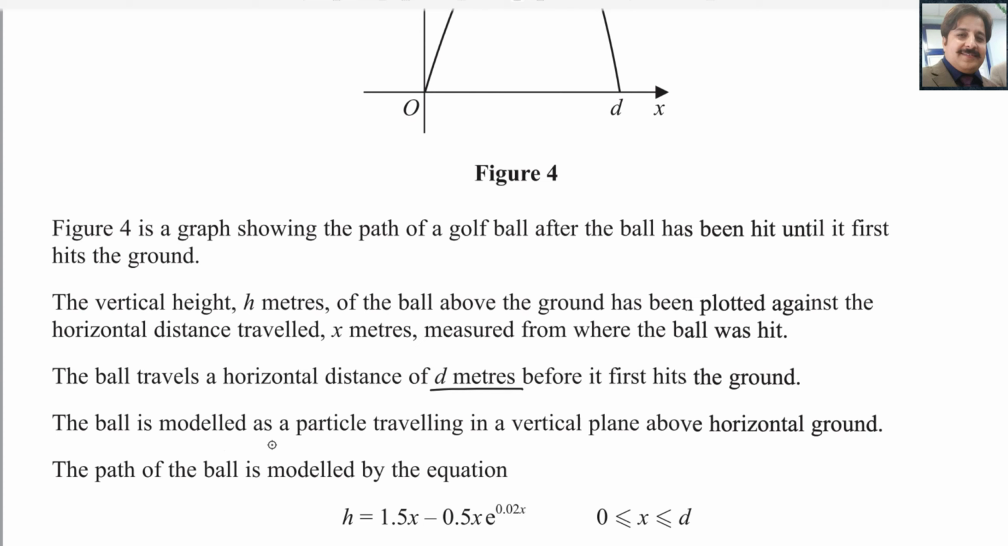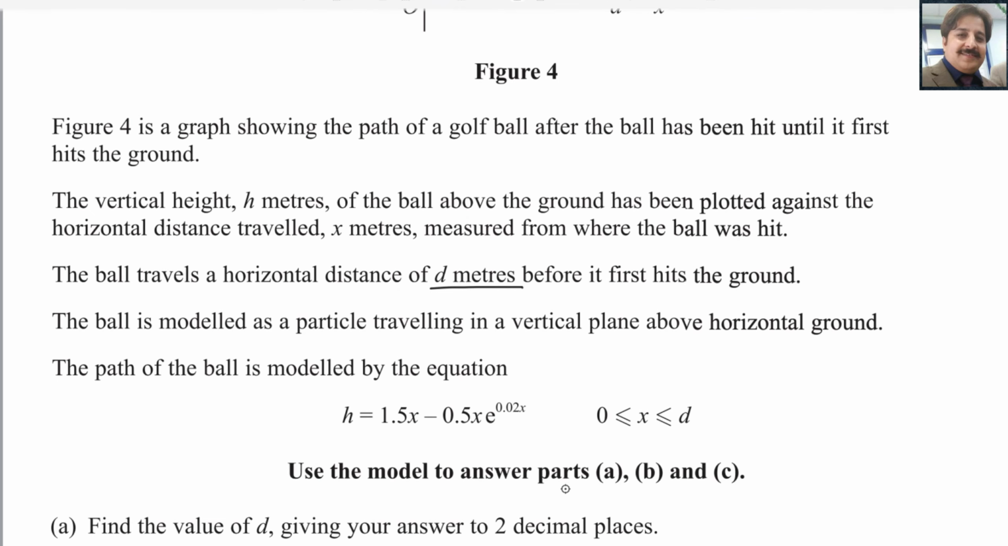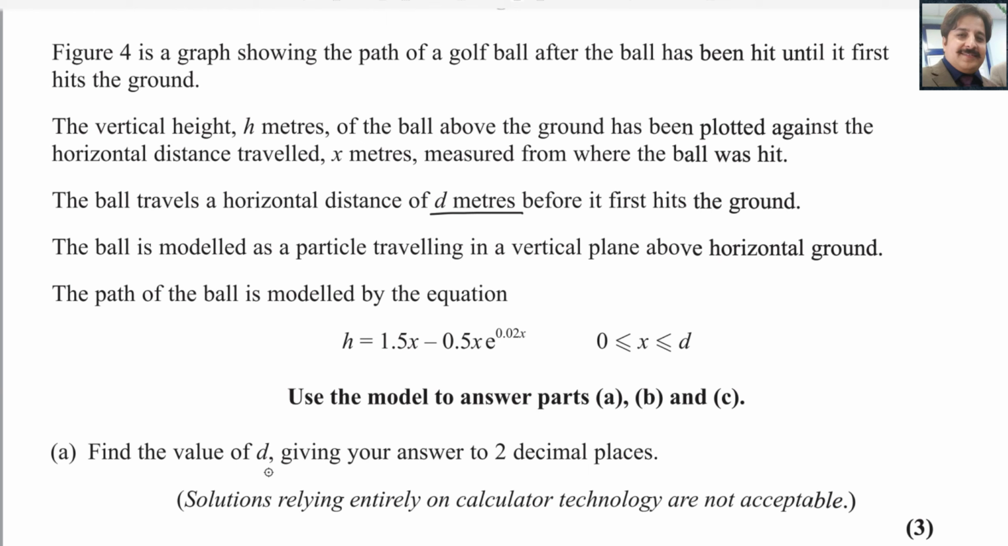The ball is modeled as a particle traveling in a vertical plane above horizontal ground. The path of the ball is modeled by the equation h equals 1.5x minus 0.5x e to the power 0.02x, for 0 is less than or equal to x is less than or equal to d. Use the model to answer parts A, B and C. First part, find the value of d, giving your answer to two decimal places.